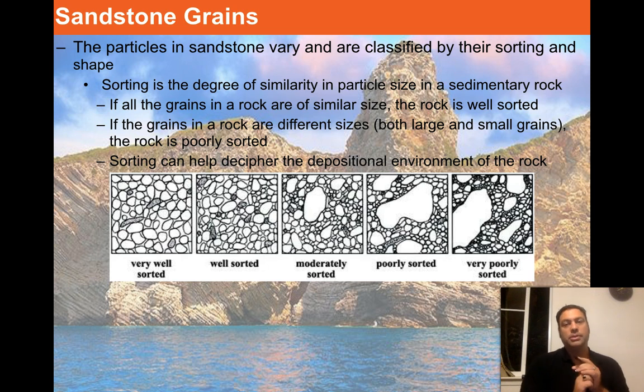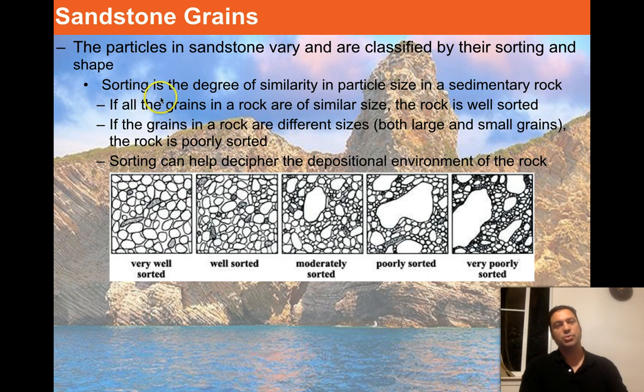All right. So there's some other things that we need to be aware of as we're going through sandstone. We've got to talk about the texture of the grains themselves. With mudstones, we don't really worry about it. They're so small that everything's just kind of uniformly small. And there is some variability, but we're not going to get into that for those types of rocks. But for sandstones, we do need to know how to describe these different textures. So the particles in sandstone vary and are classified by their sorting and shape.